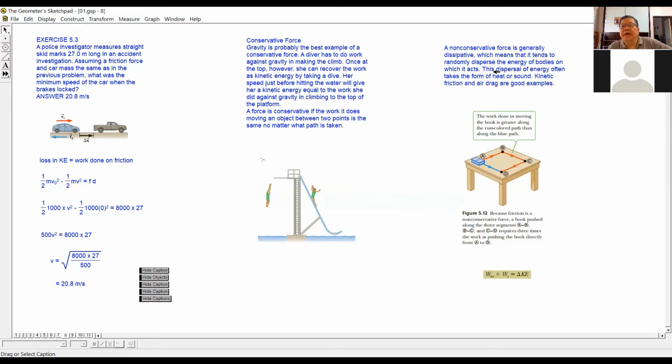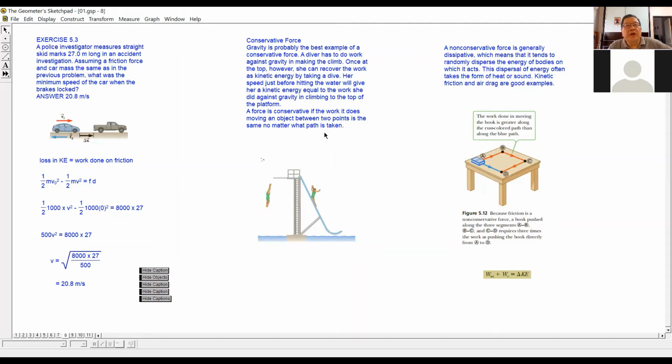Do I continue reading? Yes, the second one, the non-conservative. Non-conservative force is generally dissipative, which means that it tends to randomly disperse the energy of bodies on which it acts. The dispersal of energy often takes the form of heat or sound. Kinetic friction and air drag are good examples.